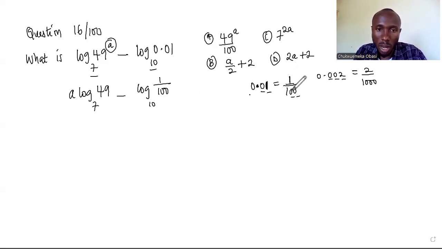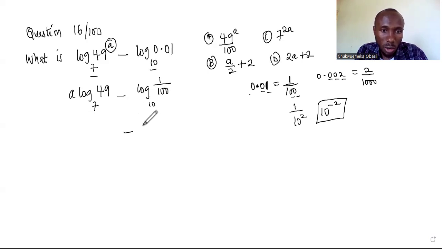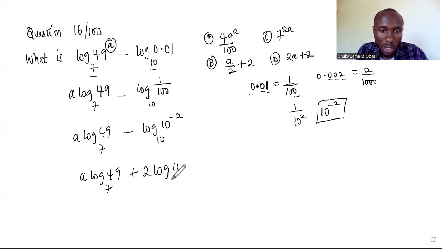And moving forward, 1 over 100 is the same as 1 over 10 squared, right? And that is the same as what? 10 to the negative 2 in index form, right? Perfect. So this guy is just log 10 to the negative 2 base 10, and here we have log 49 base 7. Now let's bring down this other side. So we have log 49 base 7, and when this minus 2 comes behind, it becomes plus 2 log 10 base 10.